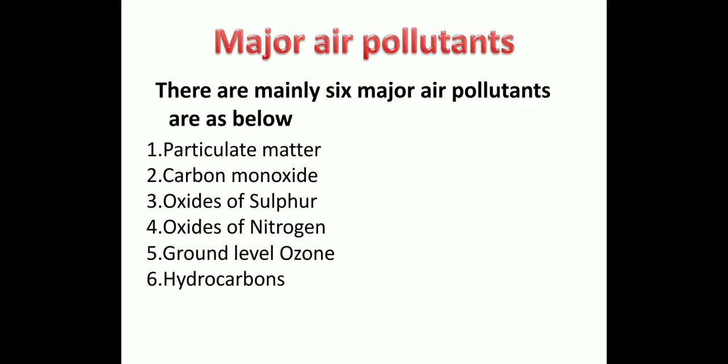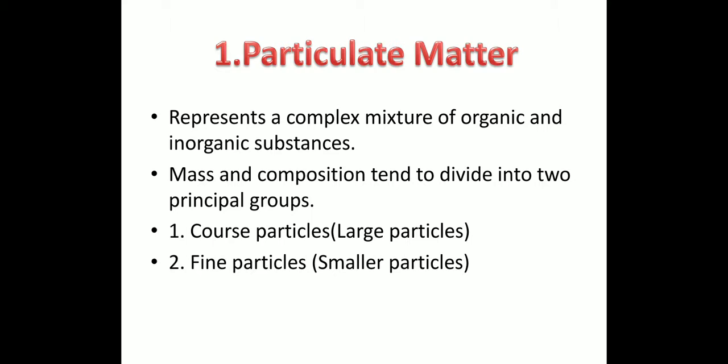There are six major air pollutants, as below. First one is particulate matter. Second one is carbon monoxide. Third one is oxides of sulphur. Fourth one is oxides of nitrogen. Number 5 is ground level ozone, and number 6 is hydrocarbons. So these are the major, or common, air pollutants. We are going to discuss them in detail. First of all, we will start with number 1, particulate matter.